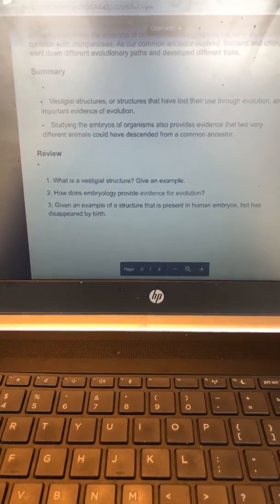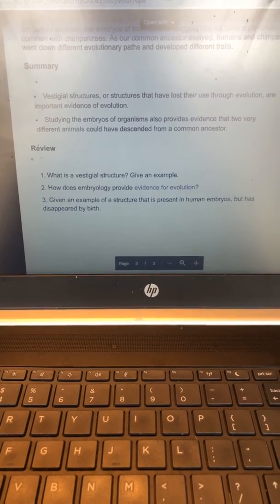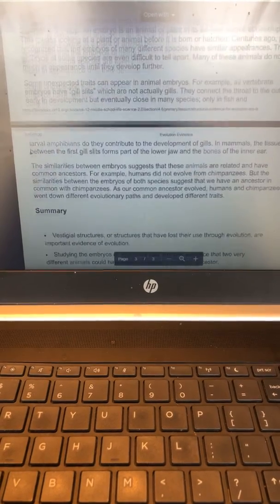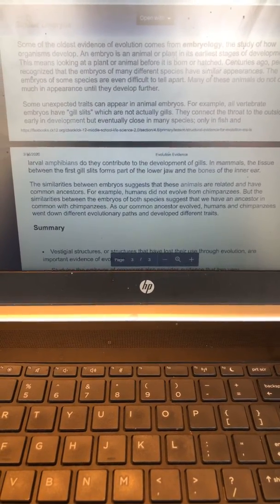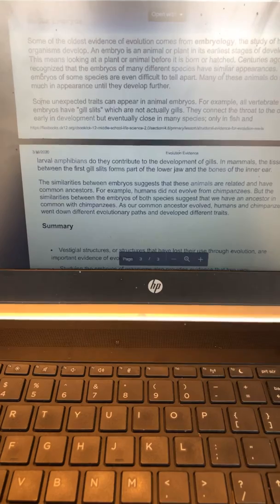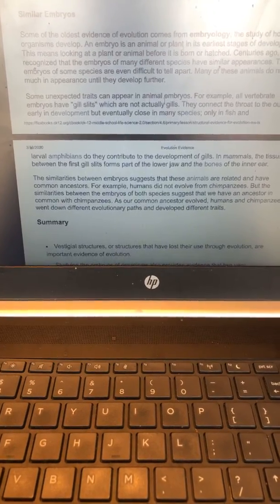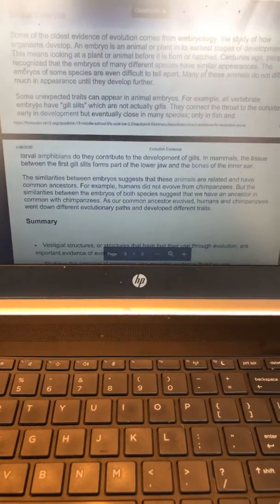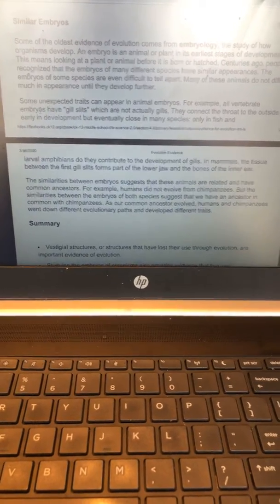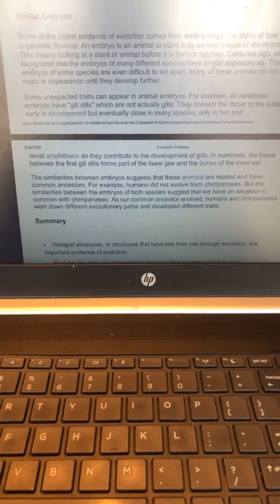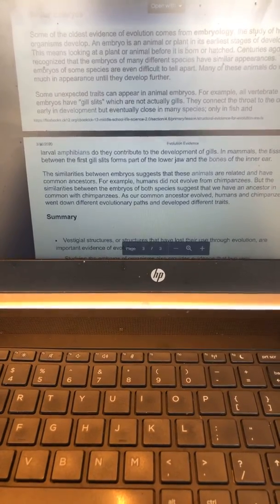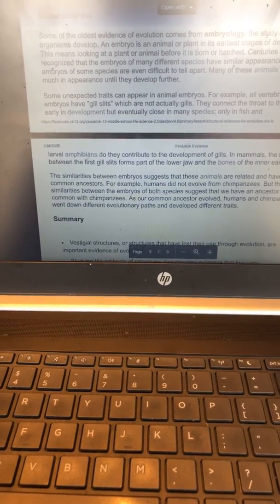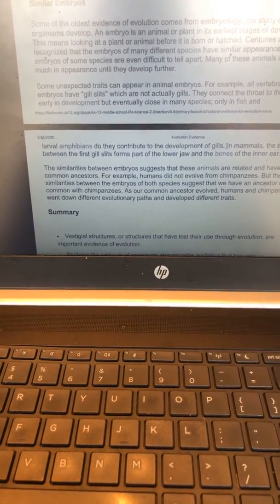Number 3, give an example of a structure that is present in human embryos but has disappeared by birth. So we just read this paragraph about what embryology is. So let's look at the next one. Some unexpected traits can appear in animal embryos. For example, all vertebrates, which we are, have gill slits, which are not actually gills. They connect the throat to the outside early in development, but eventually close in many species. Only in fish and larval amphibians do they contribute to the development of gills.